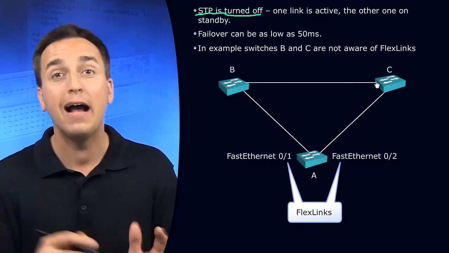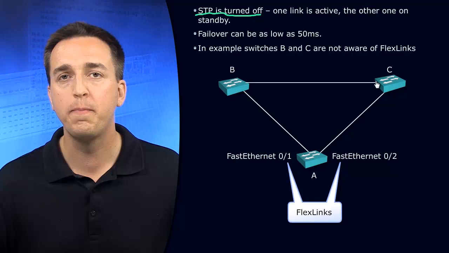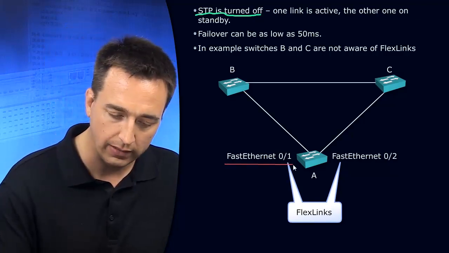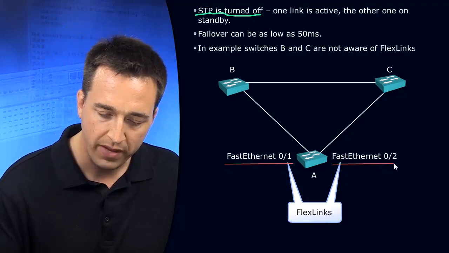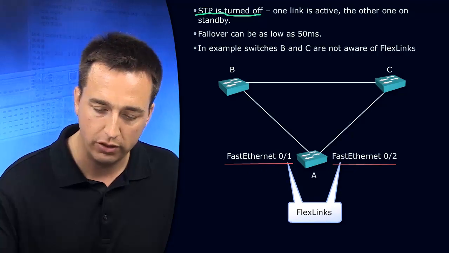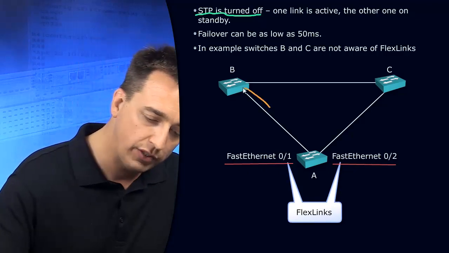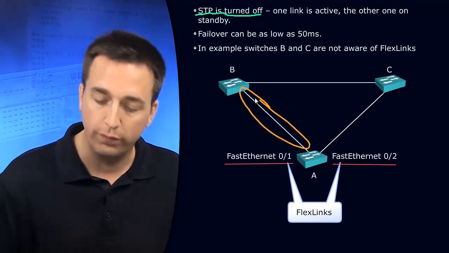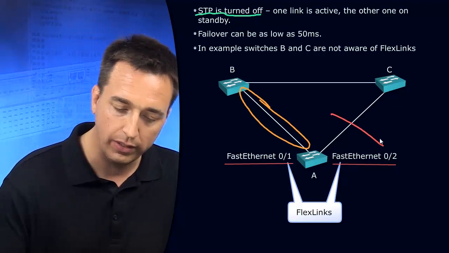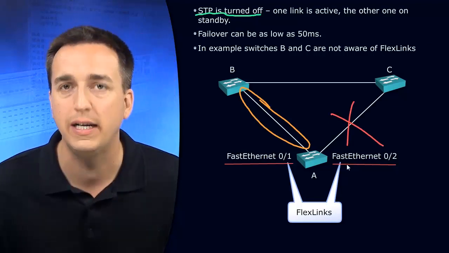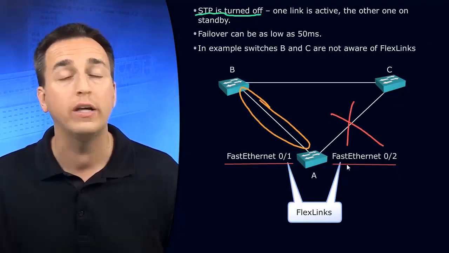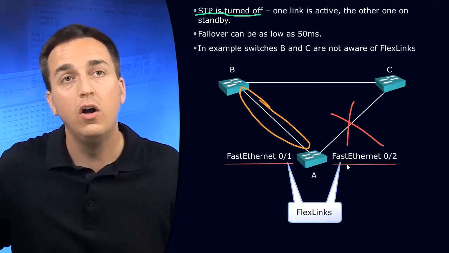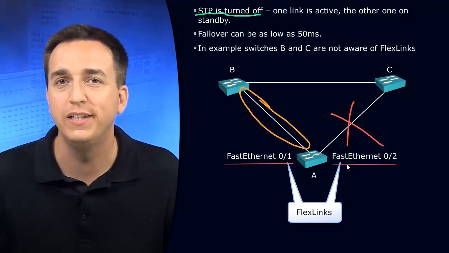Let's say we have this physical loop. Well, when FlexLinks are enabled on the interfaces, let's say FastEthernet 0/1 and FastEthernet 0/2 within this topology, this one is going to be the active link, actively forwarding traffic, and this link is in the standby state. So it's not going to be forwarding traffic at all. That's how the loop is prevented while spanning tree protocol is turned off.